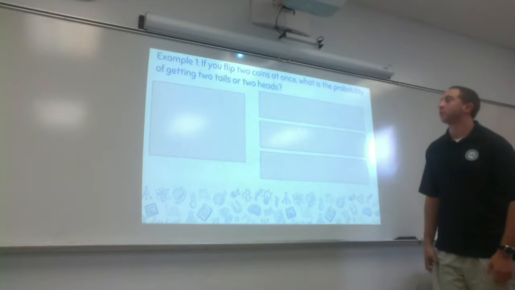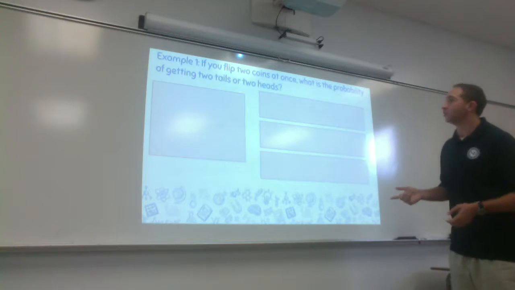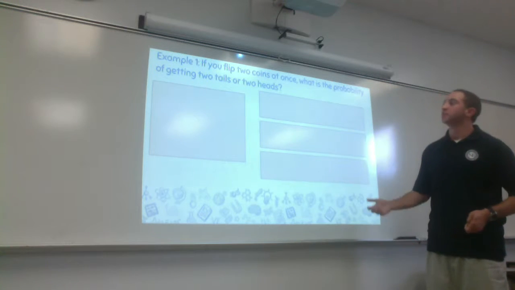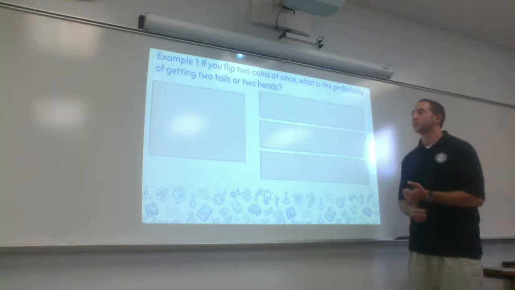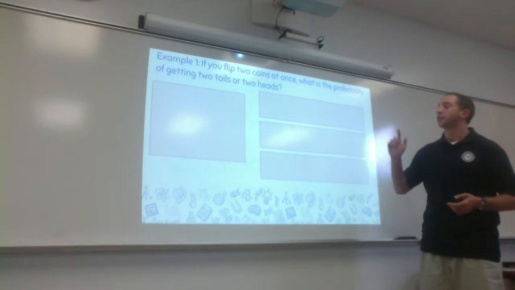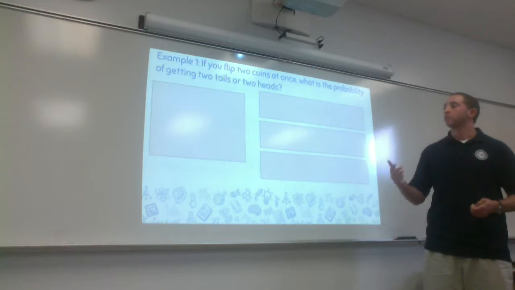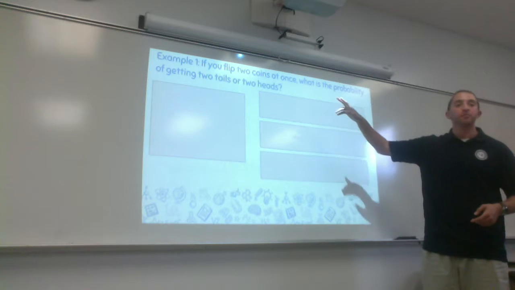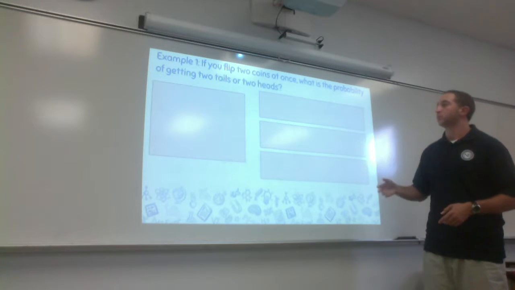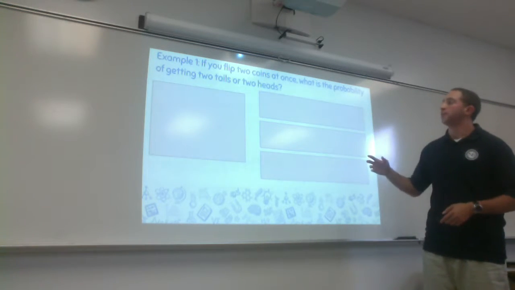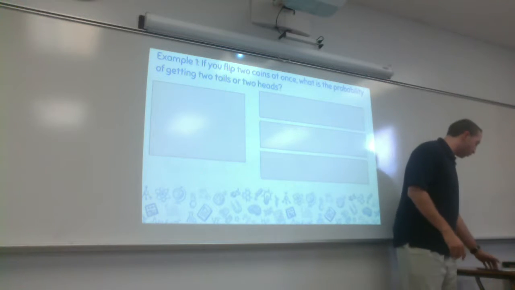So let's move on to our first example. I'm going to go back to the coins. If you flip 2 coins at once, what is the probability of getting 2 tails or 2 heads? There are 2 methods you can go about this. You can make a table or you can make a tree diagram. I'll show the tree diagram after this, because that's really only helpful if you flip it more than 2 times. But when you only do it 2 times, then you can see it with the chart.